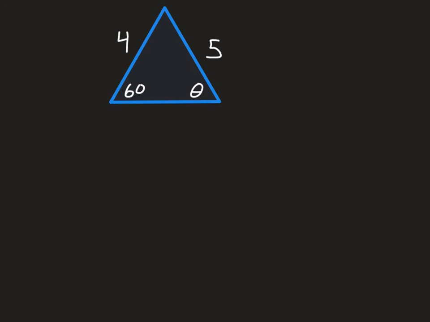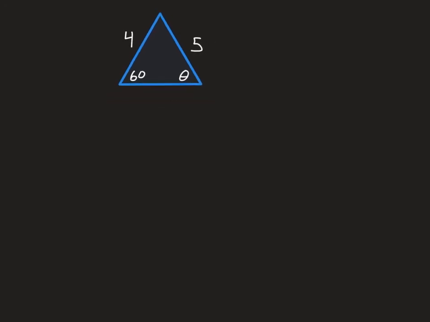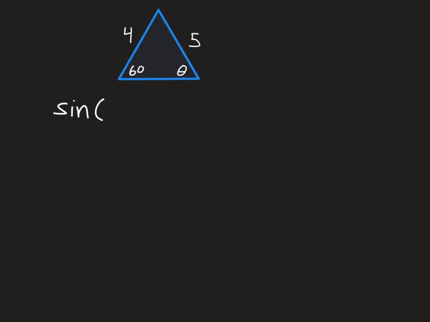So here's another example. Let's take a look at this triangle. Again, no right angles. I can't use SOHCAHTOA. Let's use law of sines, or see if we can use law of sines. So sine of an angle over opposite side is equal to sine of an angle over opposite side.